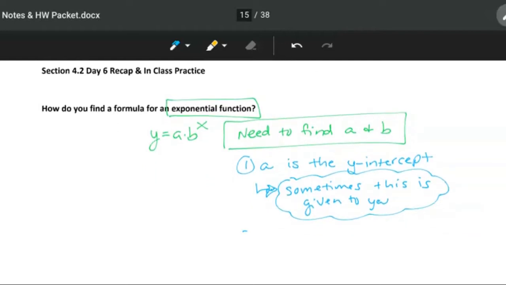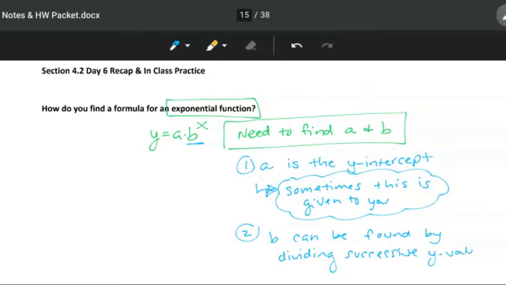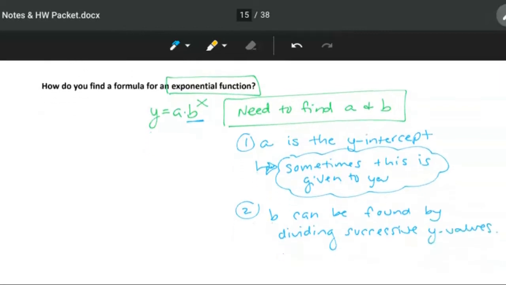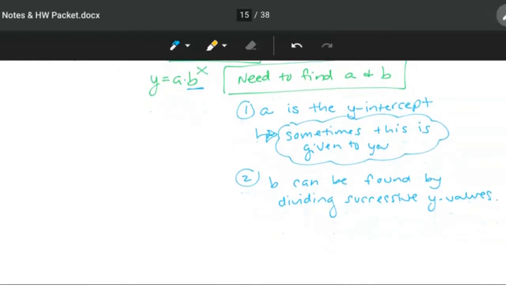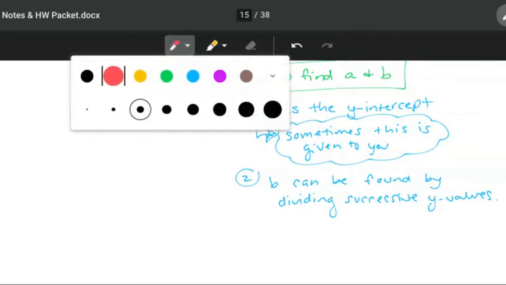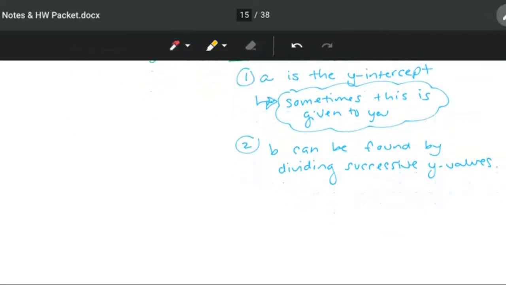All right, number 2. Let's talk about you got to find b, right? B, all right, can be found by dividing successive y values. So b isn't something that you can just see on the graph or see in the table. You got to do some work to find b. All right, so let's talk about what successive y values are. Successive means one right after another.